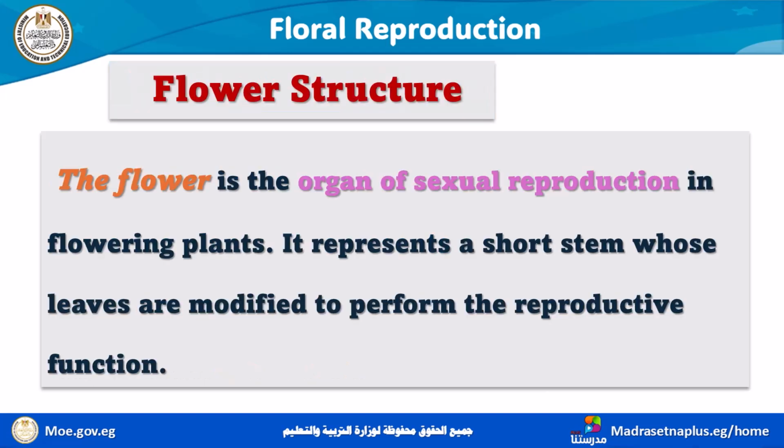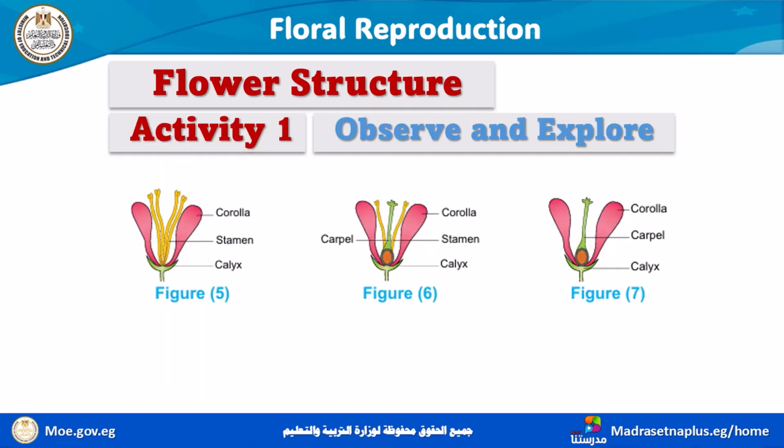Now let's learn about the flower structure. The flower is the organ of sexual reproduction in the flowering plants. It represents a short stem whose leaves are modified to perform the reproductive function. To know more about the flower structure, let's do this activity. Observe and explore.